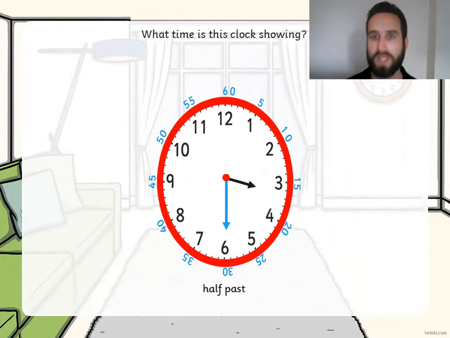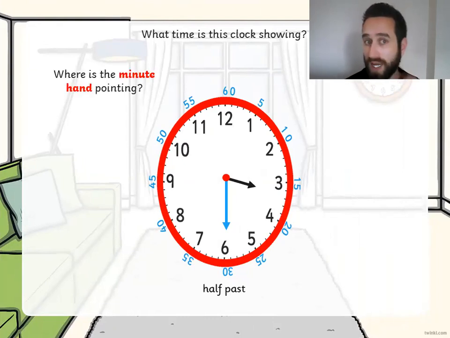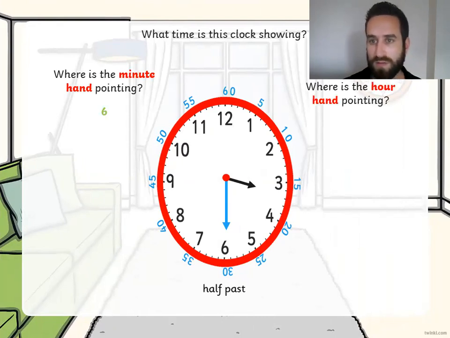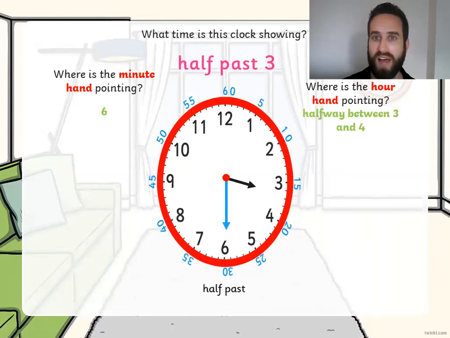Let's see what time this clock is showing. All right, where's the 6? Or where's the minute hand? It's pointing at the 6. That's called half past. Where's the hour hand? The hour hand is in between 3 and 4. So this should be half past 3. Very good.